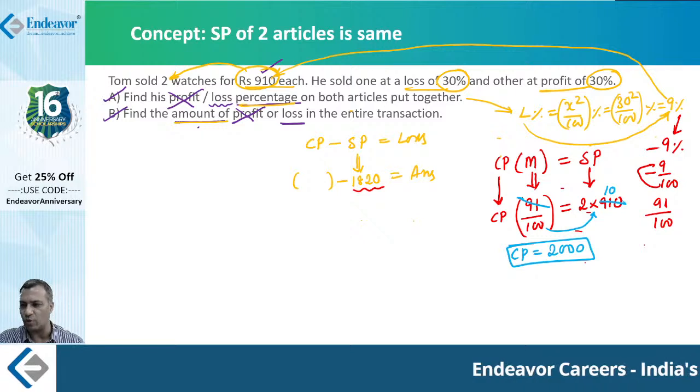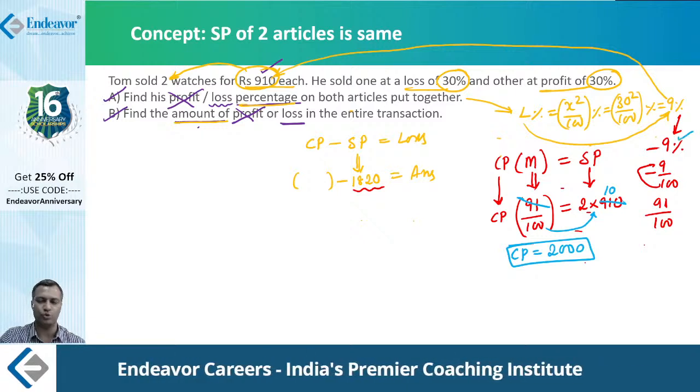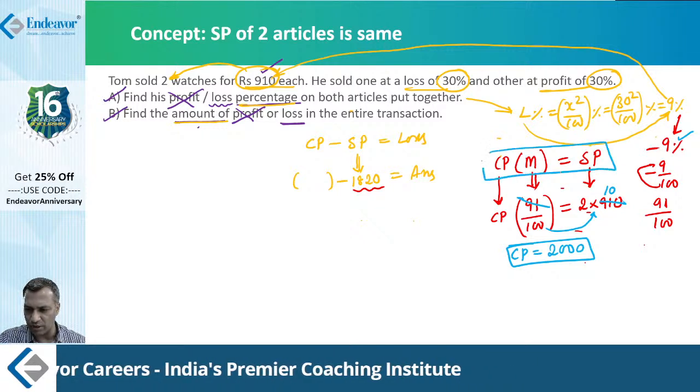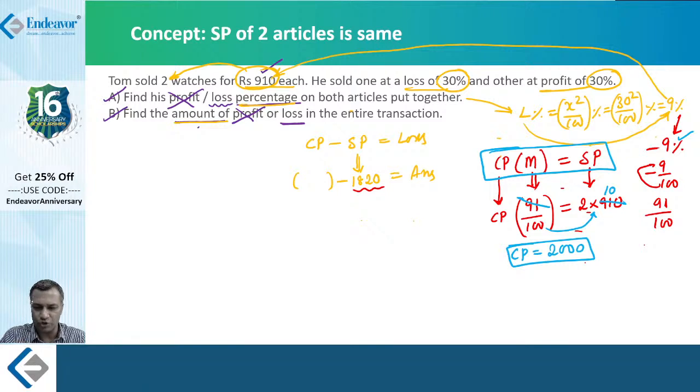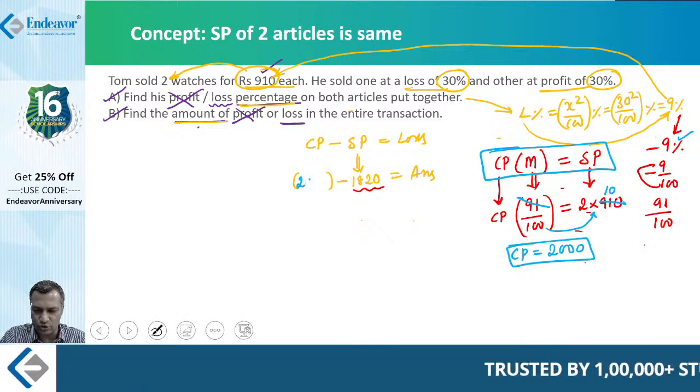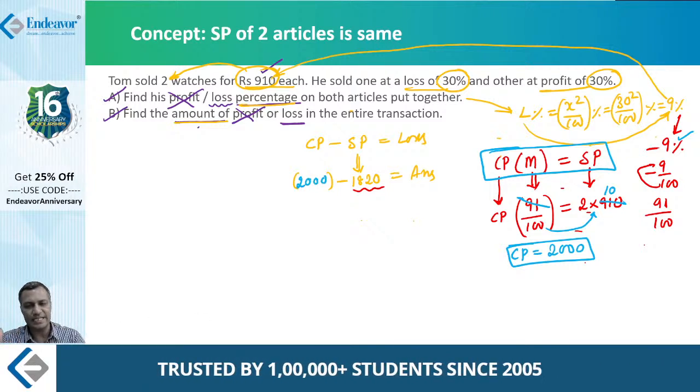Simple one. So you already know 9%. Use it. You don't have to go and find the cost price of each item individually. Absolutely not. You just use your multiplier. That's what you learned at the beginning of the lecture. So the cost price of both the articles is 2000. Out of 2000, 1820.